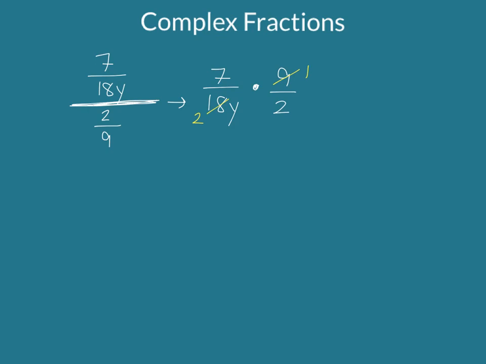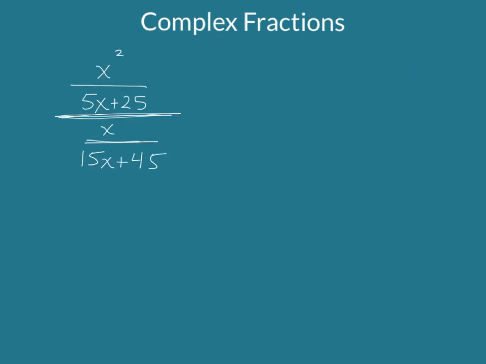So now we can multiply straight through. When we multiply straight across the top, we'll get 7. Multiplying straight across the bottom, we'll get 4y. And just in case you might have missed something simplified here, you can double check in the last line. 7 over 4y is your final answer. Let's take a look at another example.